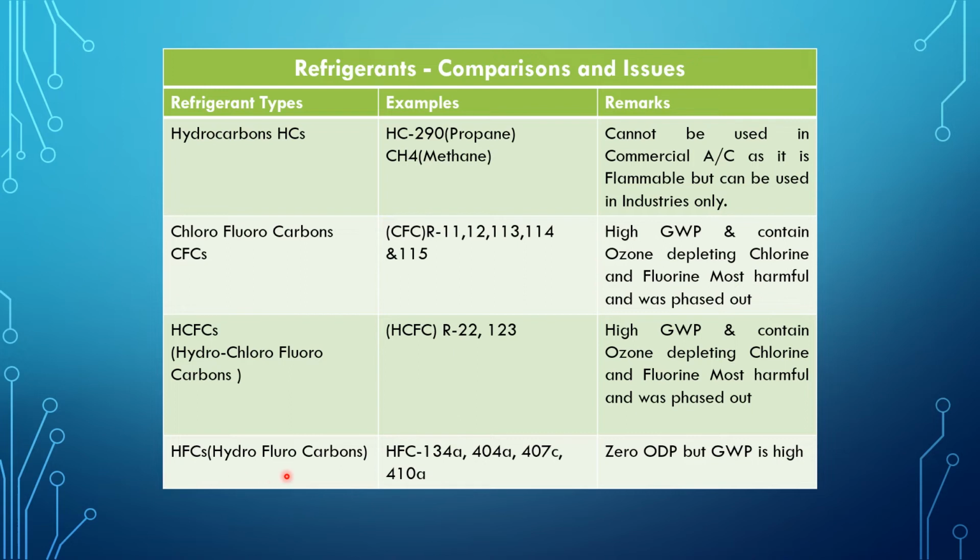HFC is hydrofluorocarbons, without chlorine and bromine. R134A, R404A, R407C, R410A are all mixtures of two or three refrigerants. So it has zero ODP. Ozone depletion potential is zero, but GWP is high. So still it is used in air conditioning, refrigeration and industrial applications. Maybe it will be banned soon.